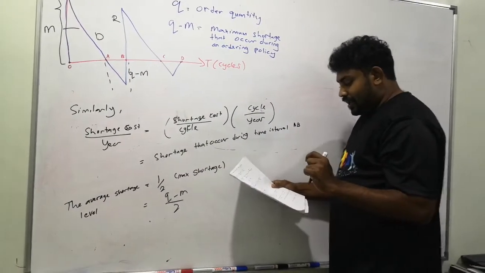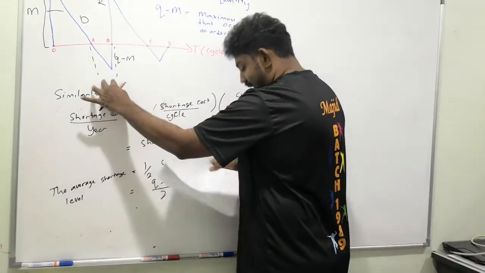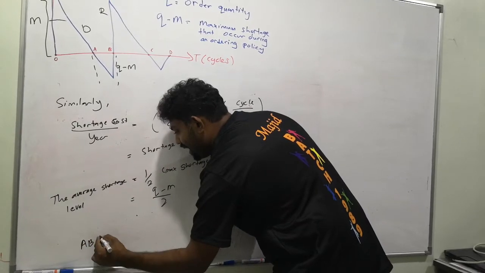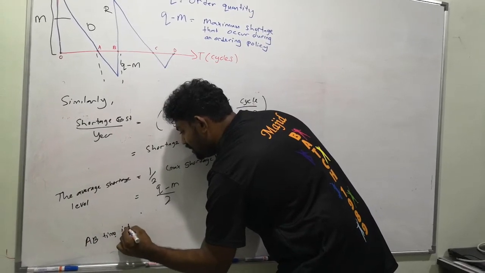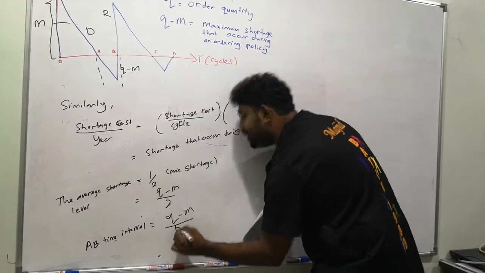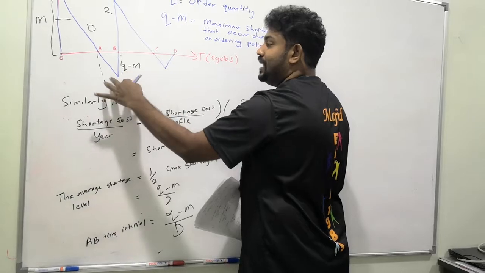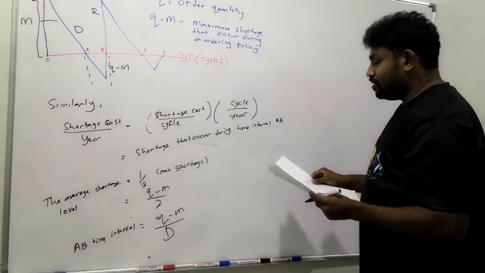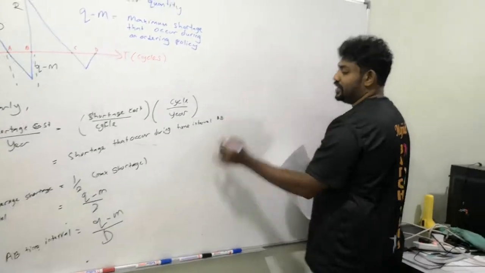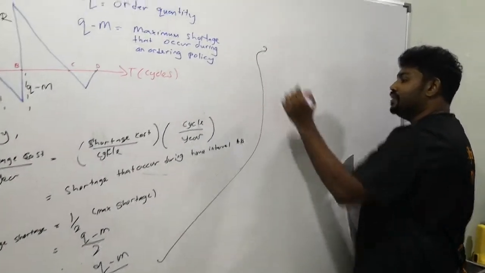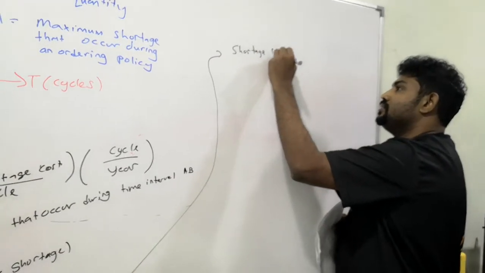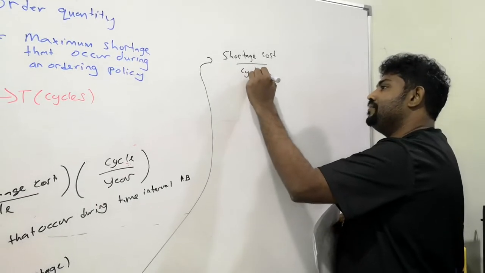Next, we know that AB is the time interval of (Q minus M) over the demanded quantity, since they still demand at this time. That's why I put (Q minus M) over D, and now we can calculate our shortage cost per cycle.